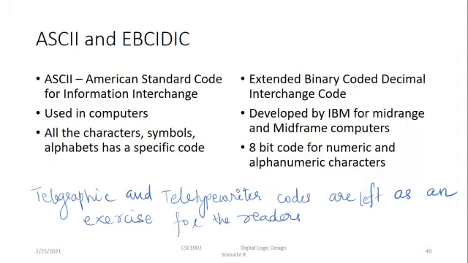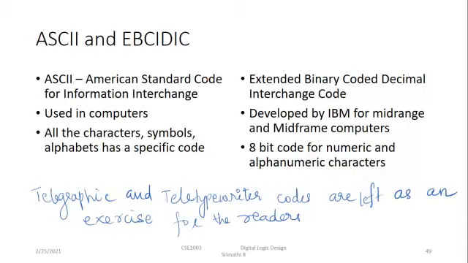Other than this, you will have ASCII and EBCDIC codes. ASCII code is used in laptops and computers for all your characters, symbols, etc., and stands for American Standard Code for Information Interchange. Whereas extended binary coded decimal interchange code, EBCDIC, is used for IBM computers. It is an 8-bit code. The telegraphic and teletypewriter codes are left as an exercise for the readers.